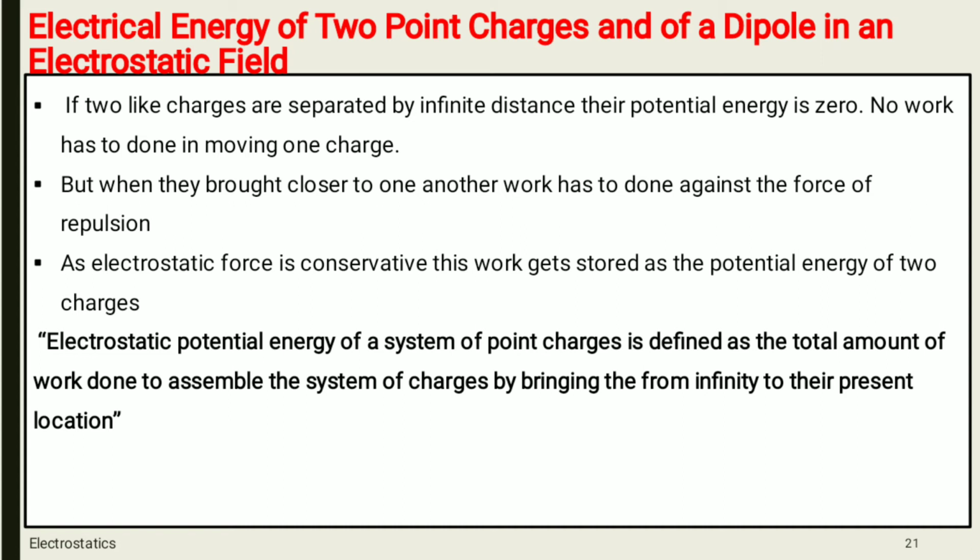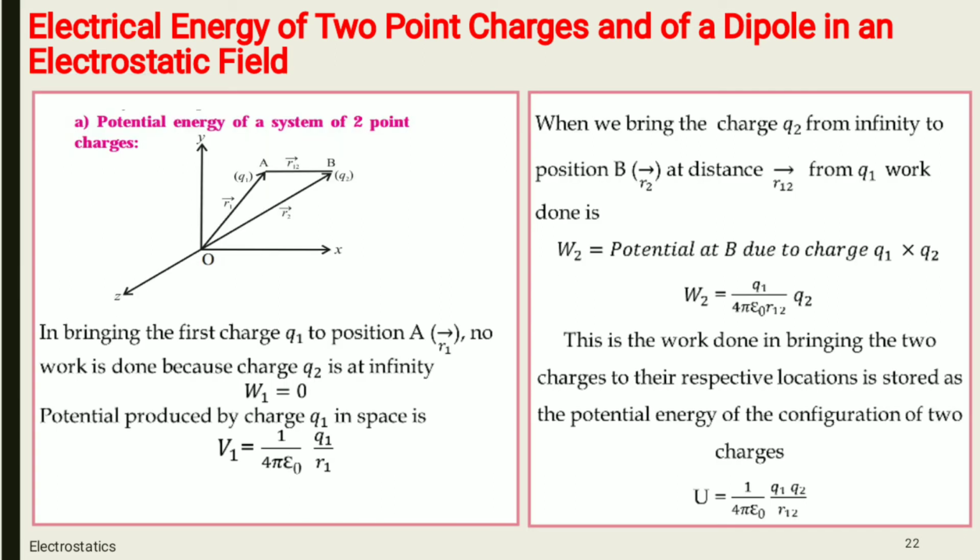That is called as assemblage. Meaning, there will be some gap between the two. Okay, the total amount of work done to assemble the system of charges by bringing the charges from infinity to their present location is called the potential energy of that system. Now we will start with the potential energy of a system of 2 point charges.